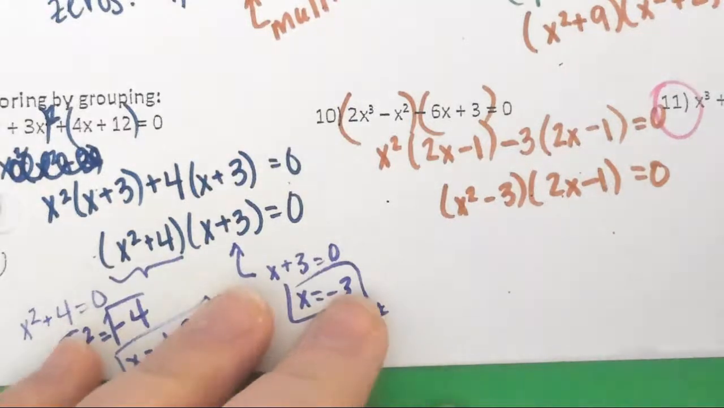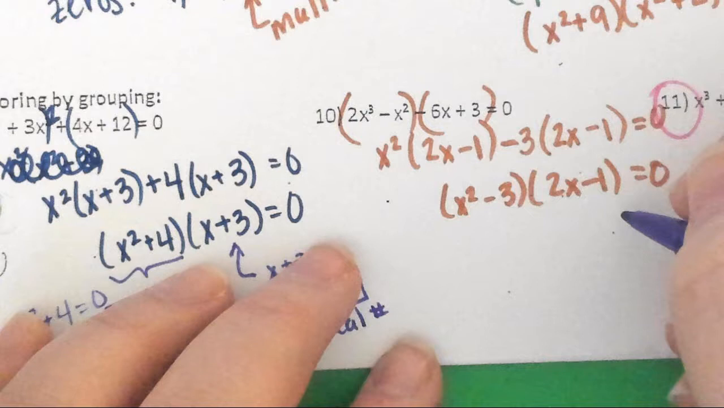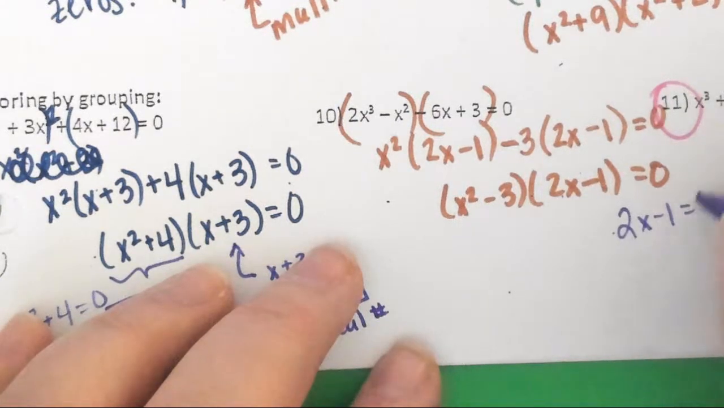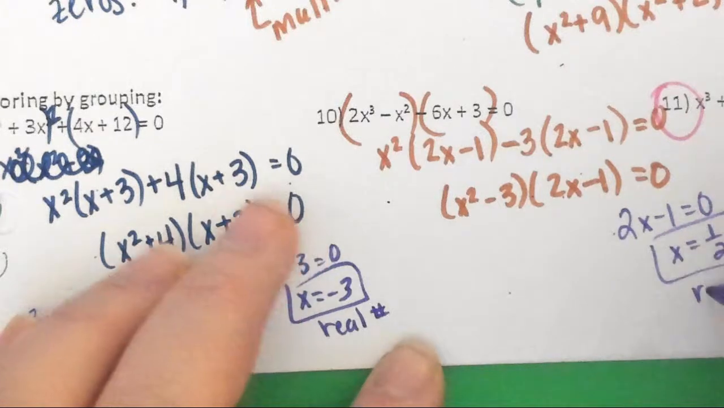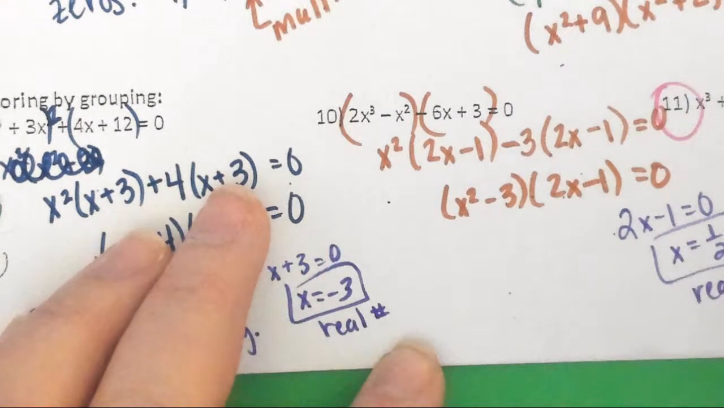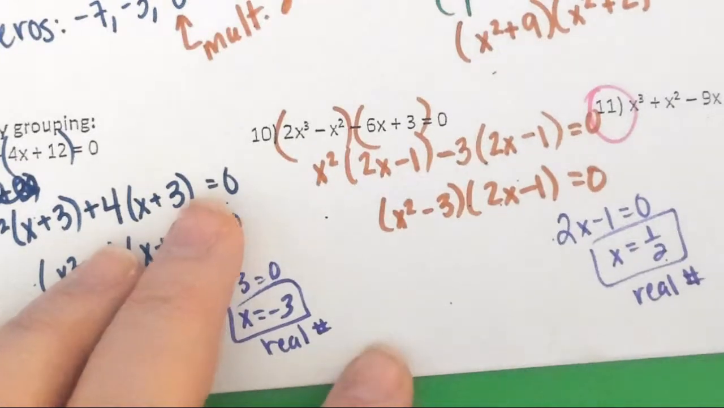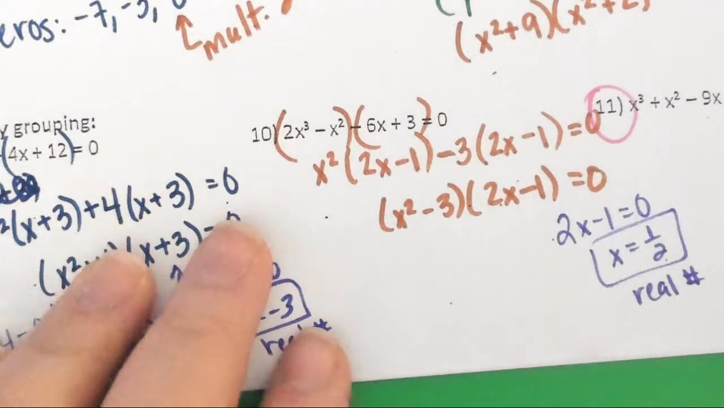What is the real answer? Yes, 2x minus 1 equals 0. You can have a point. So x equals 1/2. That is our one real number answer. Sadly, the other is going to end up being some imaginary stuff.